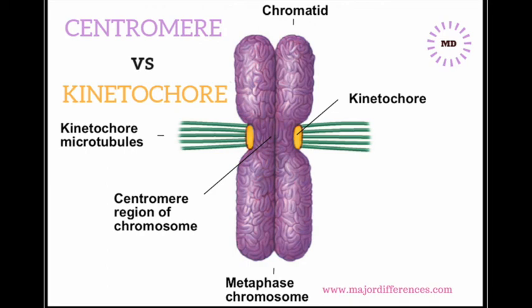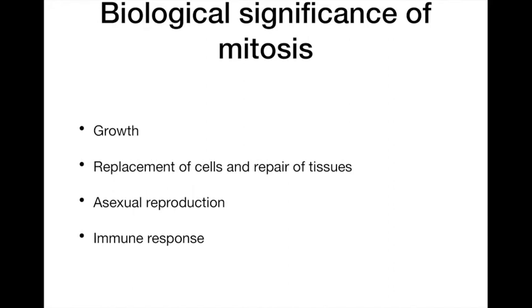Okay. Now, what is the biological significance of mitosis? I'm going to talk a lot right now. I want you to know just these, but I will talk about them just so you get what each of these are. So, first of all, growth. The two daughter cells formed have the same number of chromosomes as the parent cell and are genetically identical. Great. This allows growth of multicellular organisms from unicellular zygotes.